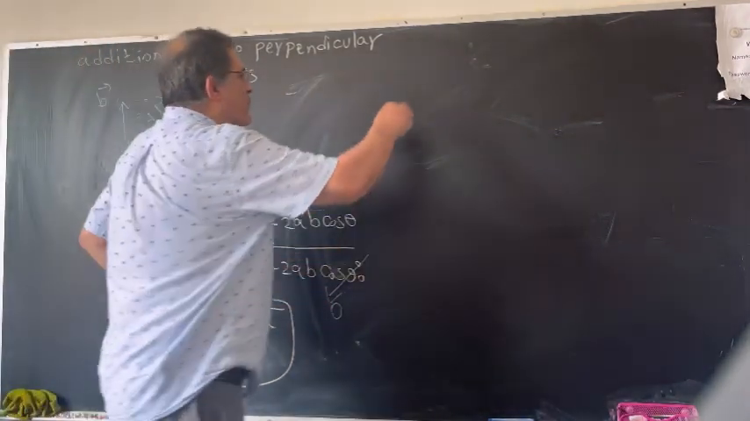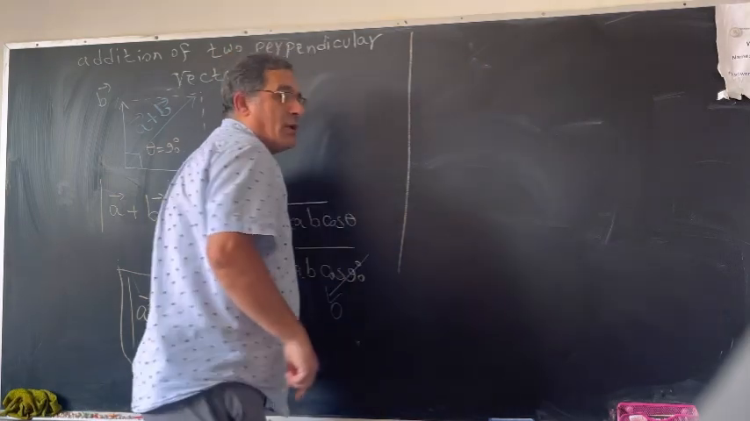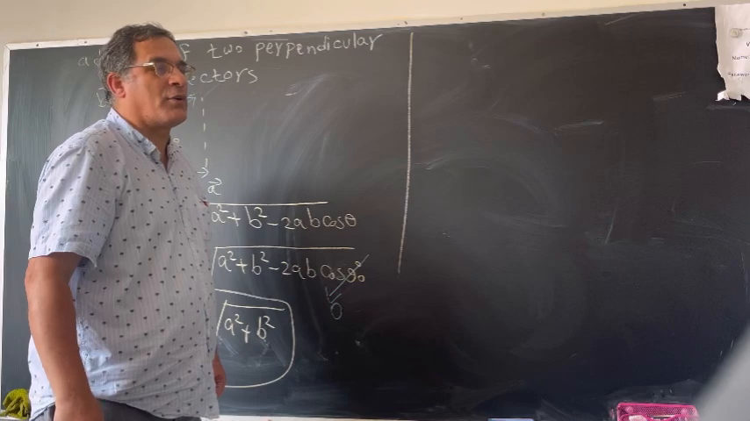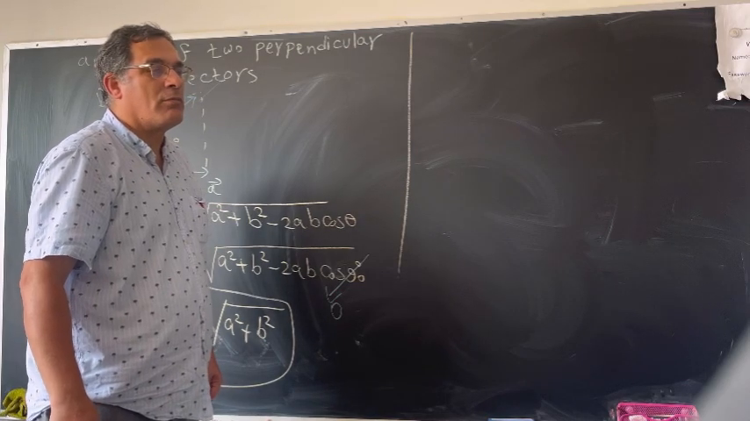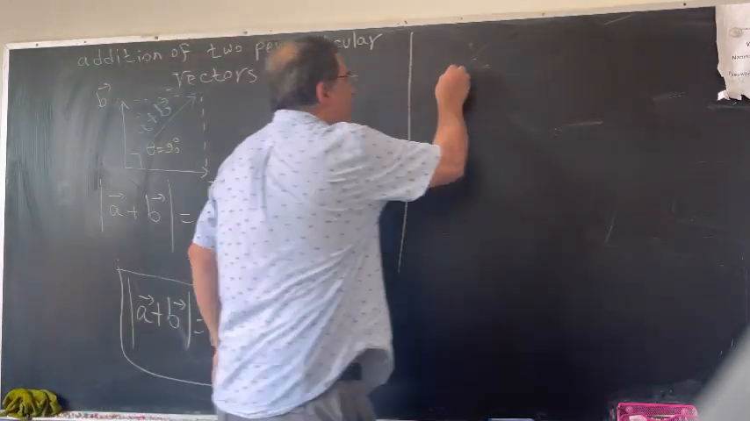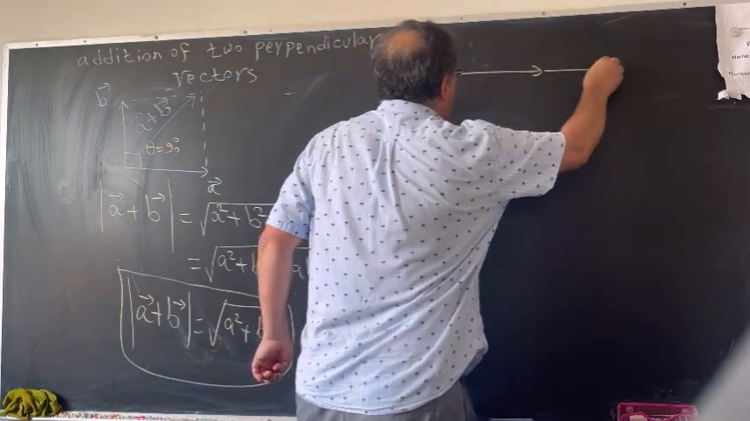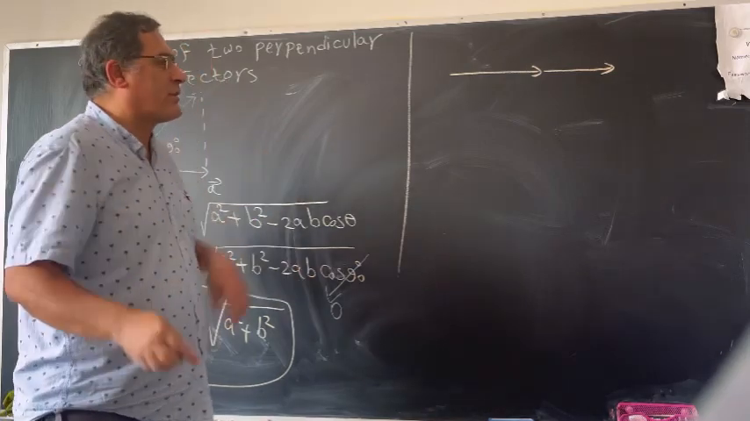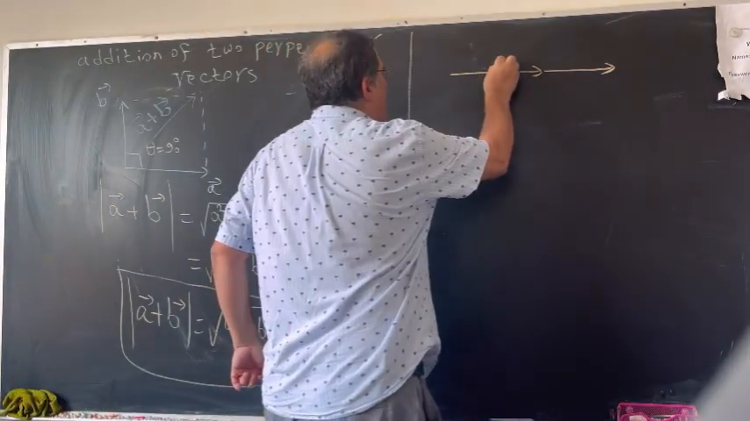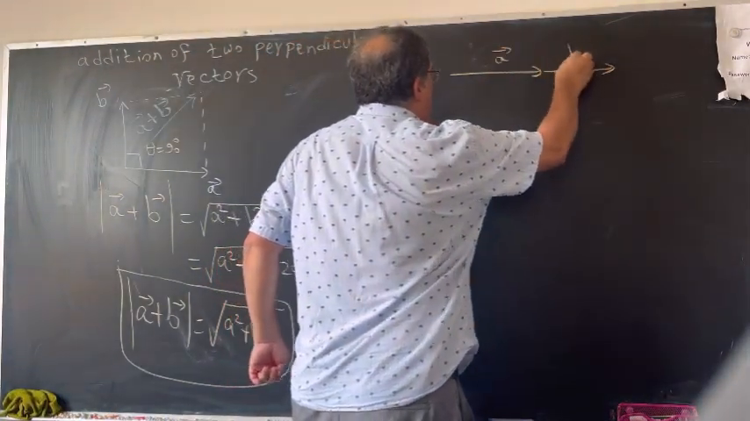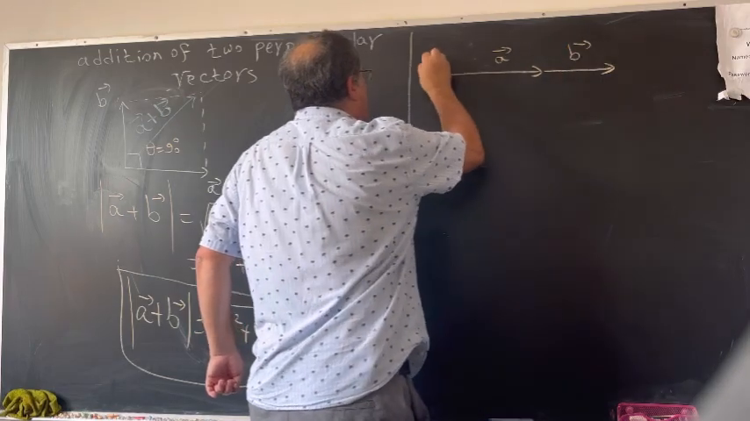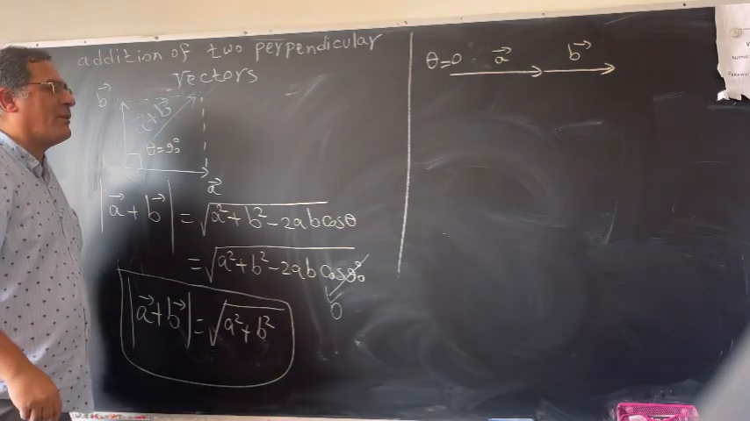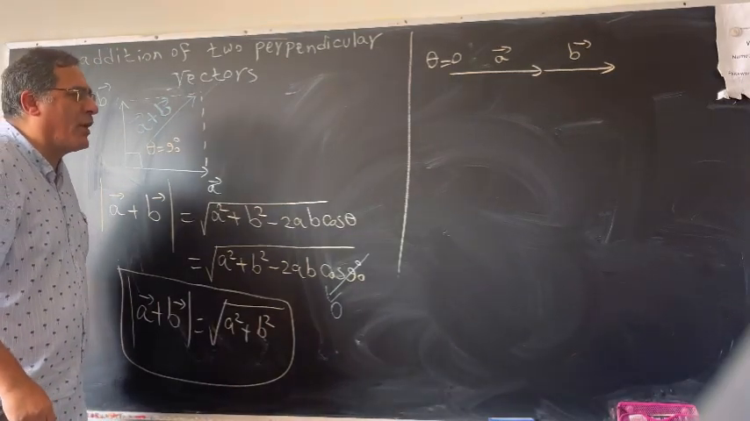And the last case for addition. You see the minimum angle between two vectors is 0, maximum 180. So if you have two vectors in the same direction, vector A and B, here they make an angle of 0 degrees. Minimum angle between two vectors 0, maximum 180.